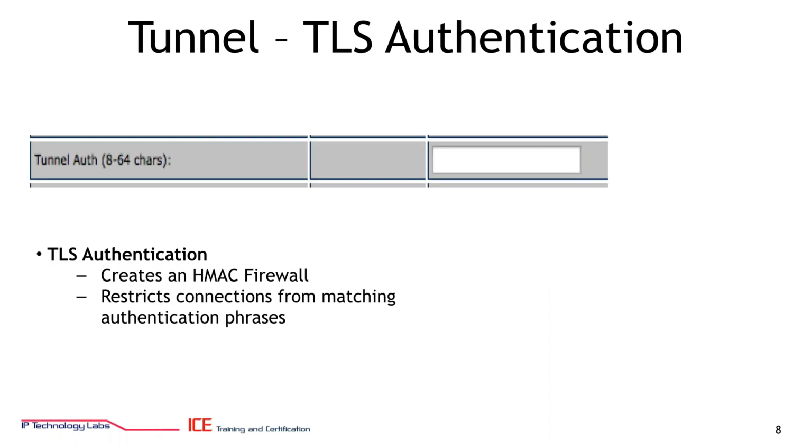TLS authentication allows me to create an HMAC firewall. Basically, I can put in a custom string here, and it'll create an additional HMAC on the front of the packet. The benefit here is if I receive any kind of communication from a remote device that doesn't have a matching HMAC on the front of the packet, it gets dropped at a very low layer within the system. So it doesn't go through and start doing its TLS handshaking and then decide that this remote device is non-authorized. It can drop that packet very early on in the process.